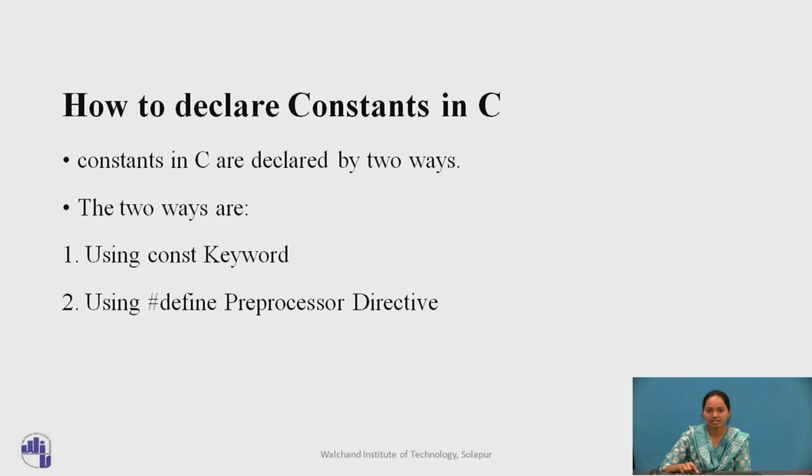Next, how we declare a constant in C. Constants in C are declared in two ways. The two ways are using the const keyword, where const is a keyword for declaring constants, and next one is using the hash define preprocessor directive.